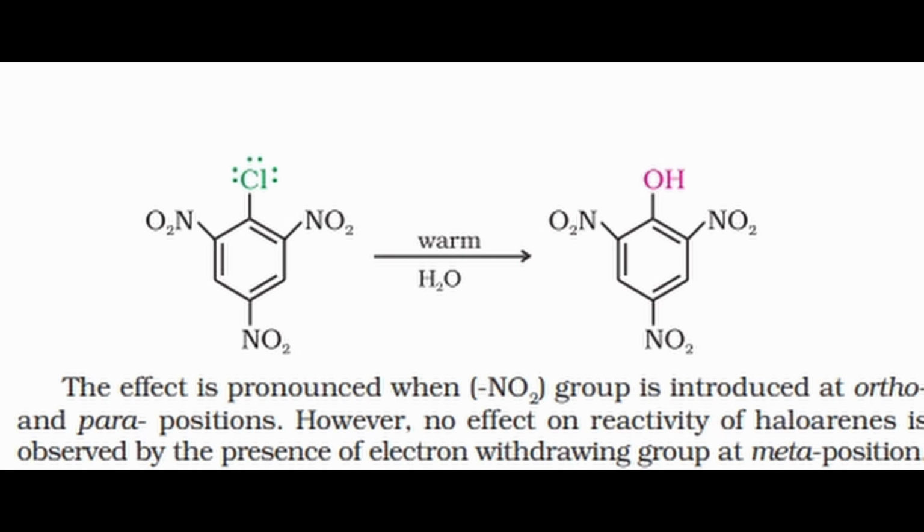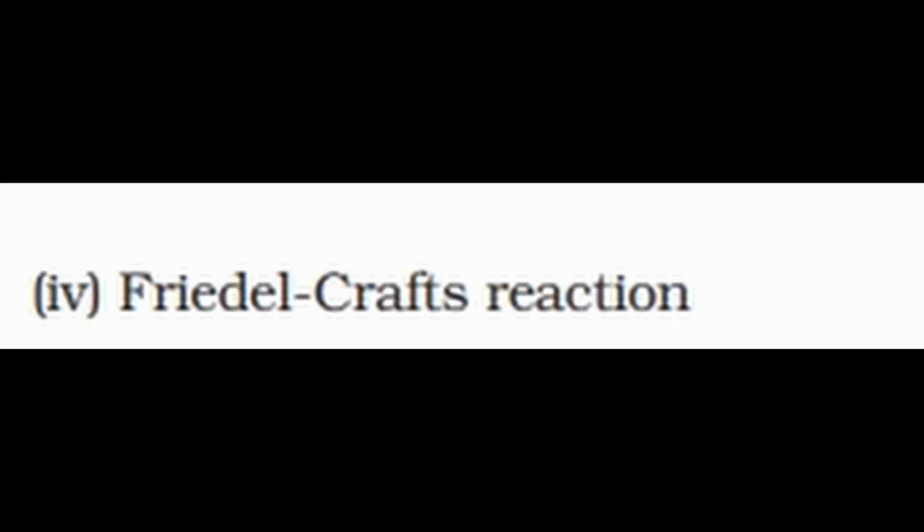But if the NO2 group is at meta position, there is no such effect. But haloarenes, like benzene, can undergo reactions such as halogenation, nitration, sulfonation, Friedel-Crafts reaction. However, these reactions happen slower in haloarenes compared to benzene because the halogen slightly deactivates the benzene ring. The halogen is electron withdrawing due to its inductive effect, which pulls electrons away from the ring. But it's also electron donating through resonance, pushing electrons into the ring.